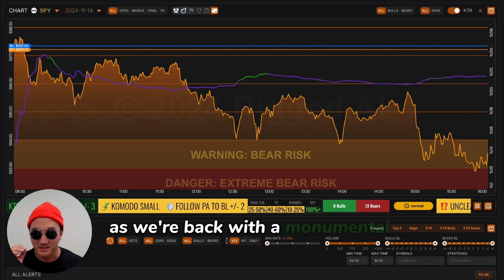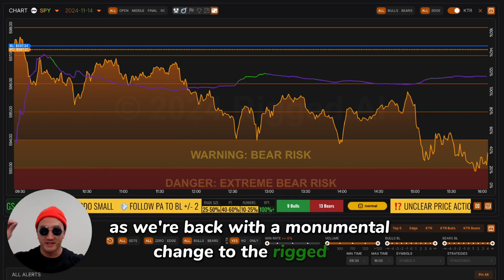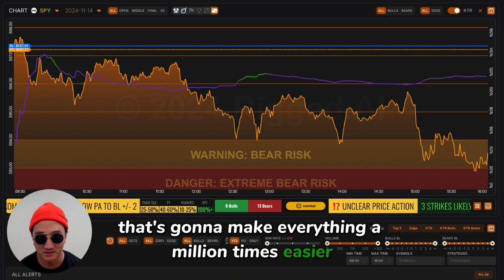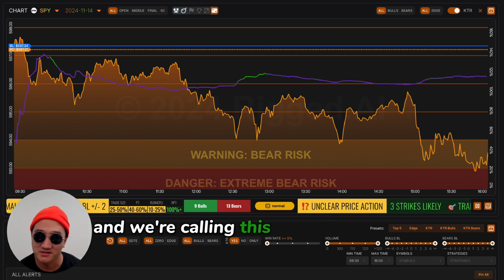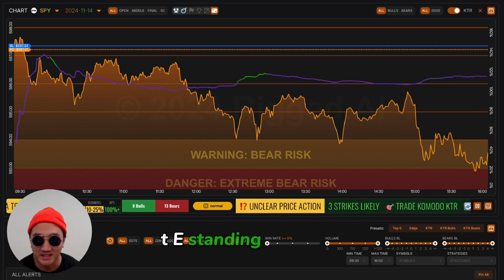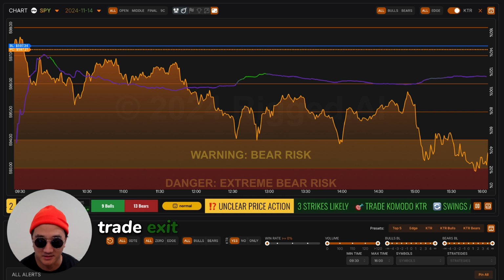Guys, we're back with a monumental change to the rigged AI system that's going to make everything a million times easier. And we're calling this trading method CTE, standing for check, trade, exit.